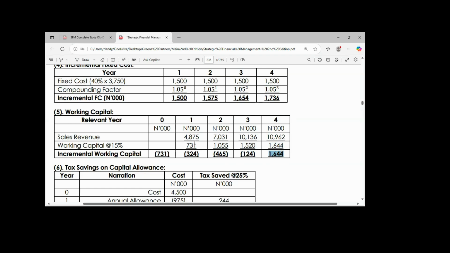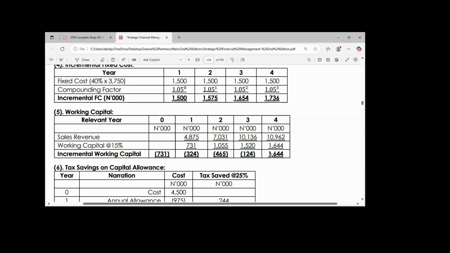Therefore, the rule says that working capital should be treated as cash outflow in the year before the year of occurrence and recovered fully at the end of the useful life. The working capital of 731 in the first year will be treated as cash outflow in year 0. The difference of 324 between year 1 and year 2 will be treated as cash outflow in year 1. The difference between the working capital of year 2 and year 3 of 465 will be treated as cash outflow in year 2. The difference between 1520 and 1644 of year 3 and 4, of 124, will be treated as cash outflow in year 3.